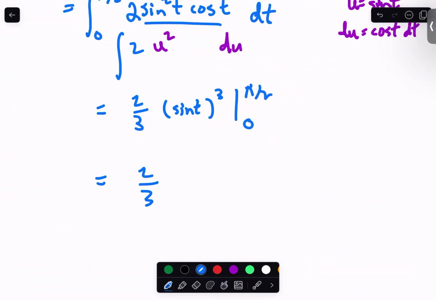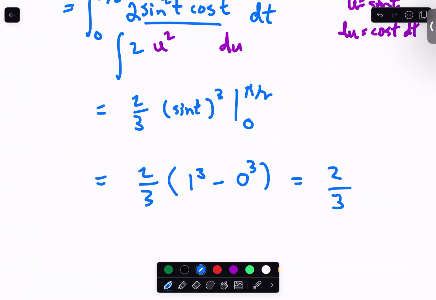When I plug in pi over 2 into sine, that's going to be 1, cube that. And then I subtract away when I plug in 0 for sine. Sine of 0 is 0, cube that. So my answer at the end of the day is going to be 2/3, a perfectly great positive number.